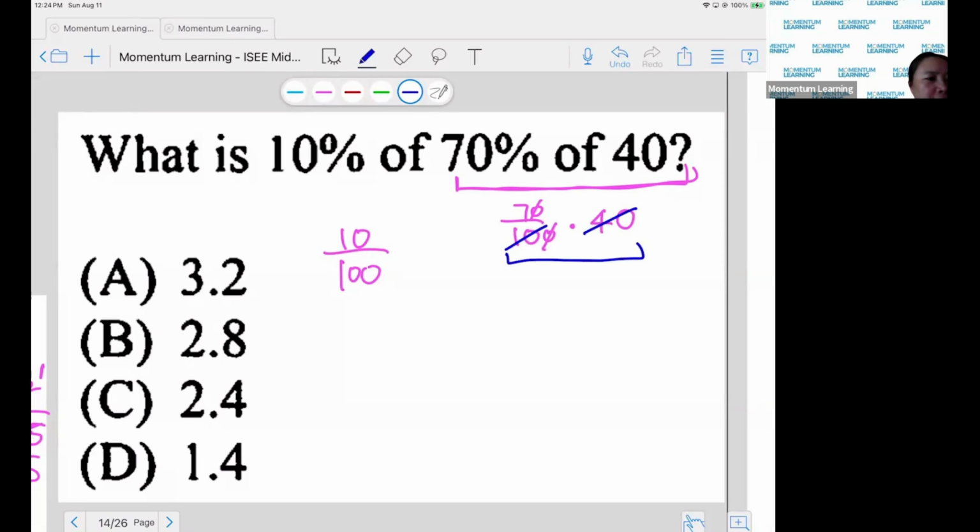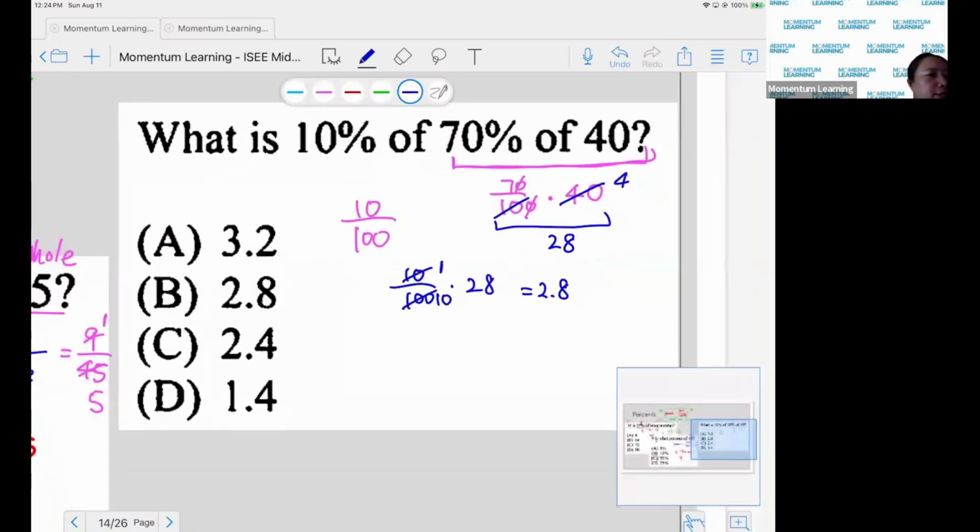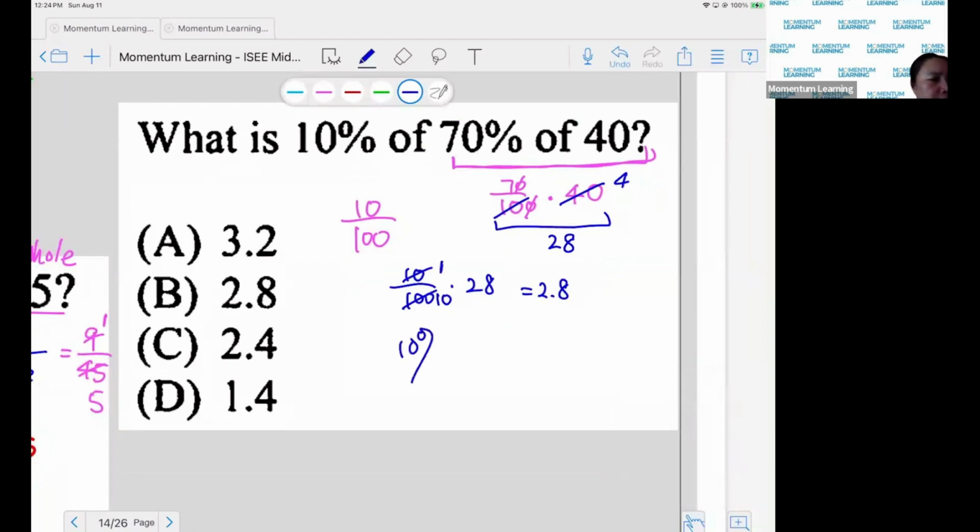The 40 divided by 10 is 4. This is 28. And then 10% of the 28, you can change that to 1/10, that's 2.8. So basically, when you have so many off, because that's the percentage of the whole, it's just the 10% times the 70% times the 40. You can either do 10% of the 40 first or 70%.